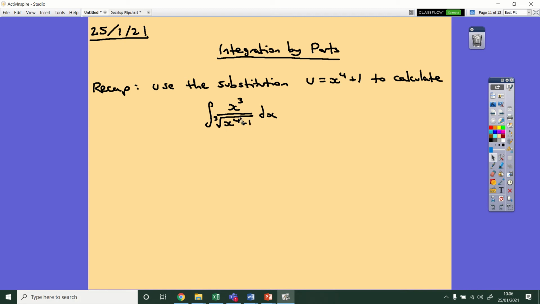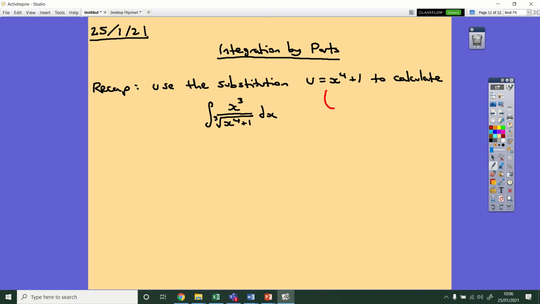And also, what's nice about this integral is that I've got what looks like the derivative of u sitting on the top here. So this x cubed is related to the x to the 4. So when I differentiate my u function, it's going to be quite nice because my x cubed is going to appear as well. So let's see what we can do with it.